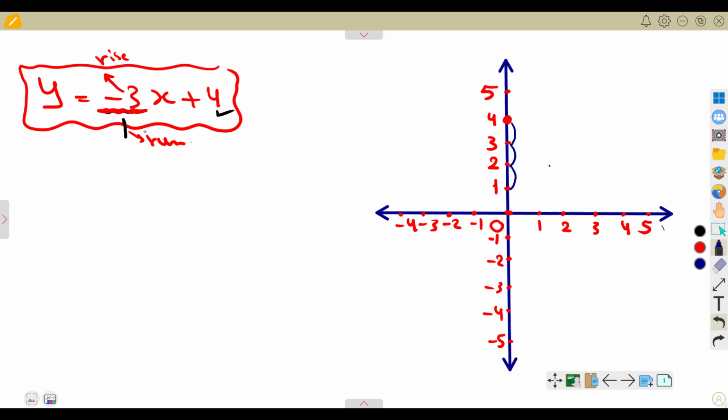So it's going to be down 3 and move 1 to the right because the 1 is positive. 1 to the right. So the second point is here. It's called rise over run.